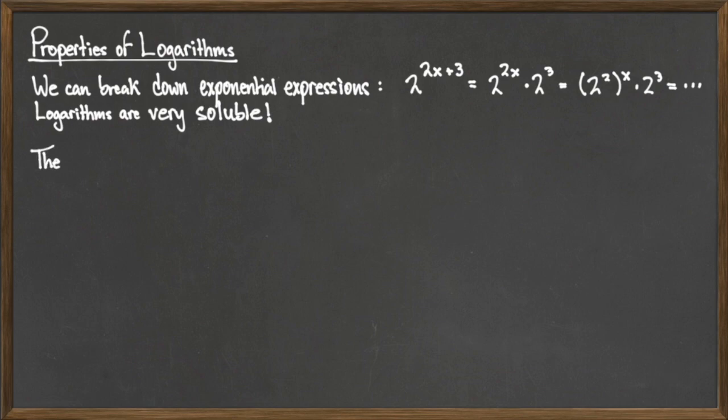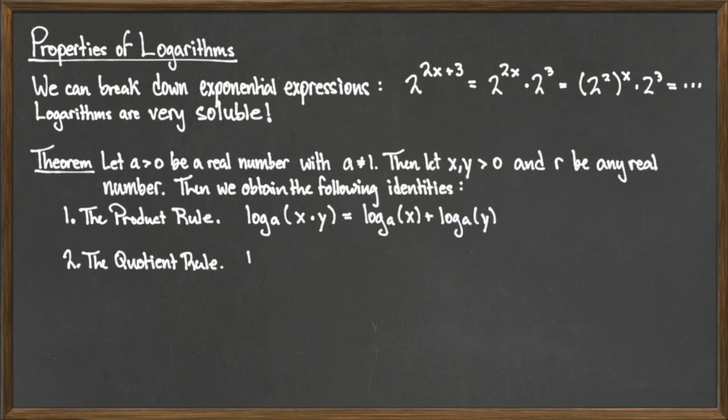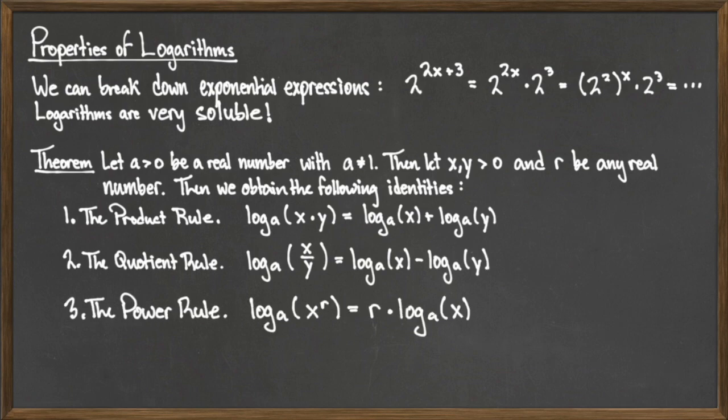We have a theorem below that's going to categorize all three rules that we'll be using in this video. So I'm going to consider a real valued base that's positive and not equal to 1. I'm going to let x and y be positive numbers, and let r be any real number that I want. The first rule that we get is called the product rule. This says that if I have the log base a of x times y, this can split up as log base a of x plus log base a of y.